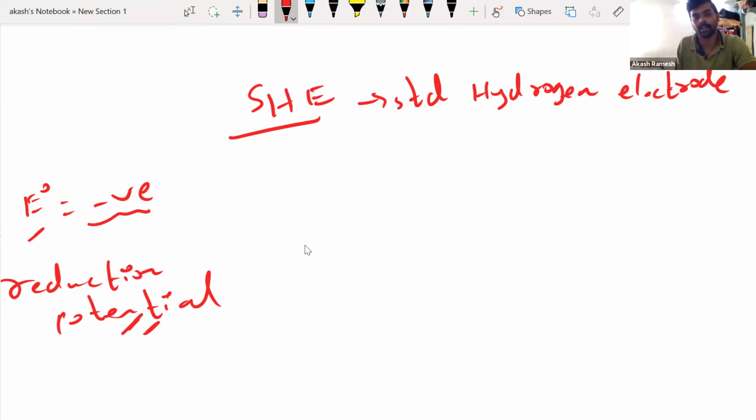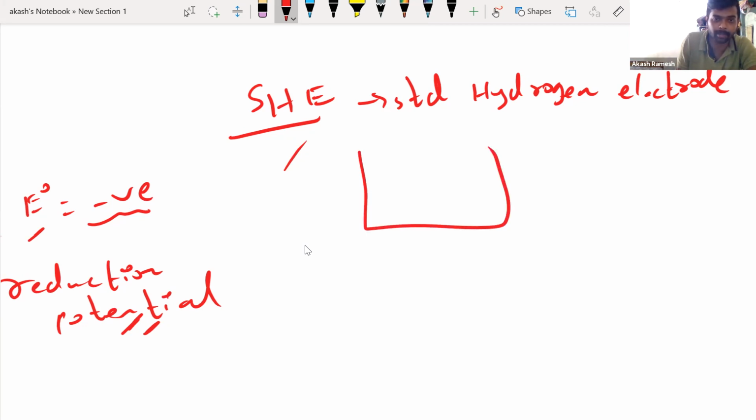Okay, that's the full form, right? So this standard hydrogen electrode is used for finding out the individual elements' reduction potentials. I told you generally we'll not be able to measure it, right? But with the help of this, I will be able to measure the individual reduction potentials of all the elements possible. Now, how this standard hydrogen electrode looks, this is how it will look.